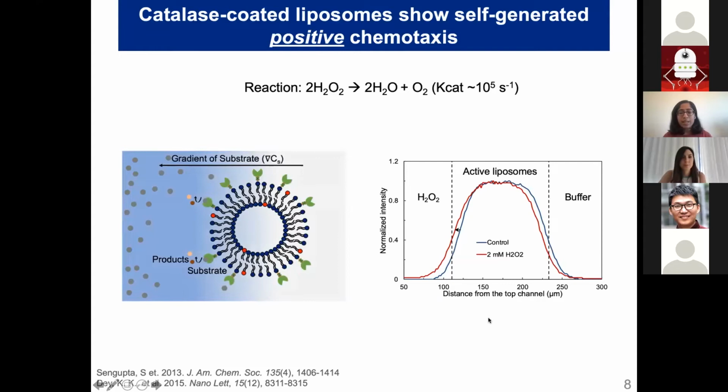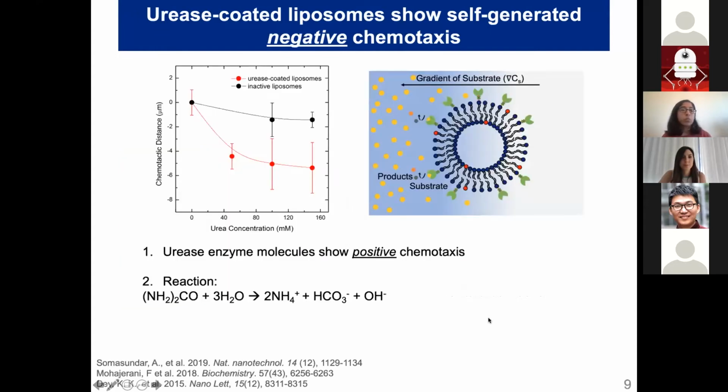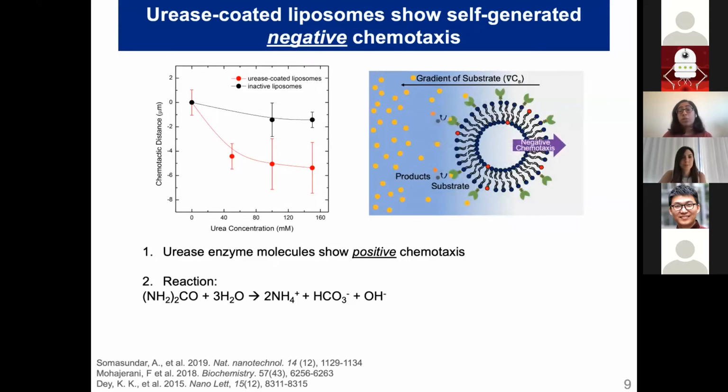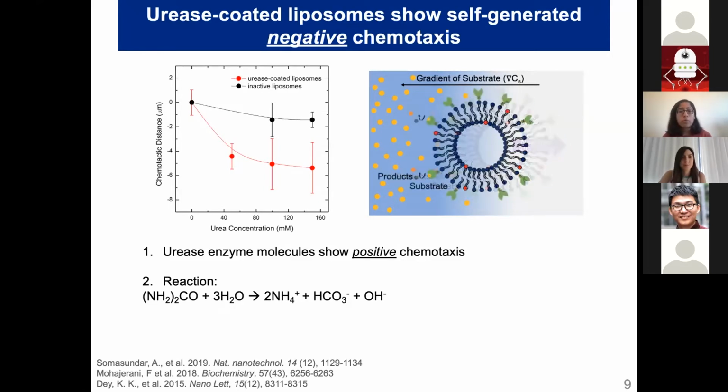The next enzyme that we looked at was urease. Now, urease molecules as well as urease-attached particles also show positive chemotaxis. What was very surprising to us is that when urease-coated liposomes are placed in gradients of reactant urea, they show negative chemotaxis. Now, we also tested the liposome movement without enzymes on them in gradients of urea, and we see that there is no chemotaxis or negligible chemotaxis.